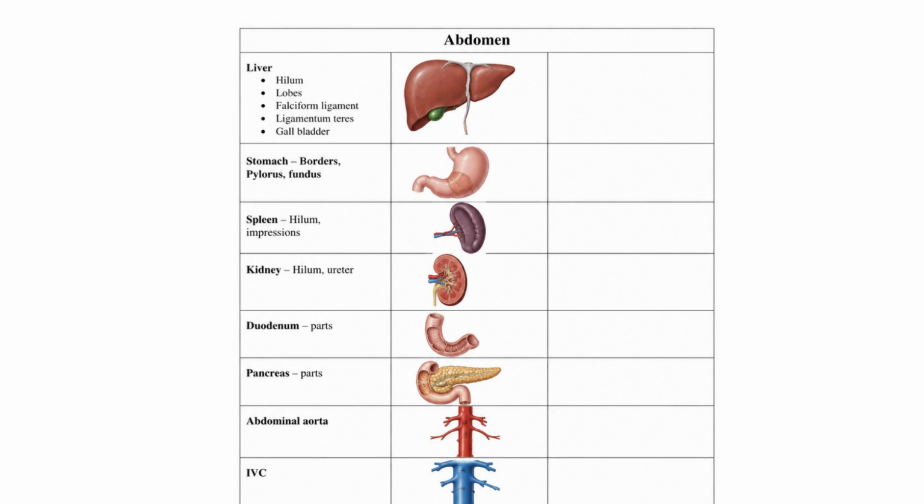For the abdomen, you have to know the liver. Hilum of the liver, which has porta hepatis, entry of portal vein, hepatic artery, and exit of bile duct. It has right, left, caudate and quadrate lobes. Quadrate lobe is related to the pylorus of the stomach. Falciform ligament is anteriorly attached to the anterior abdominal wall. Contains ligamentum teres, which is the remnant of the umbilical vein.